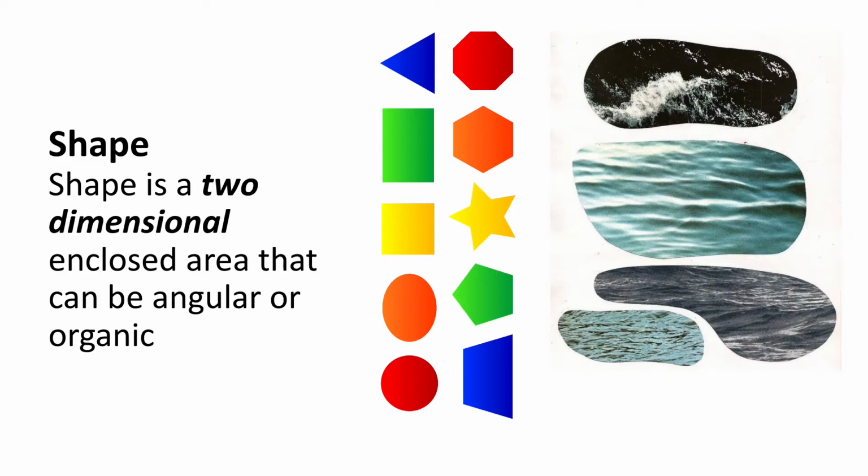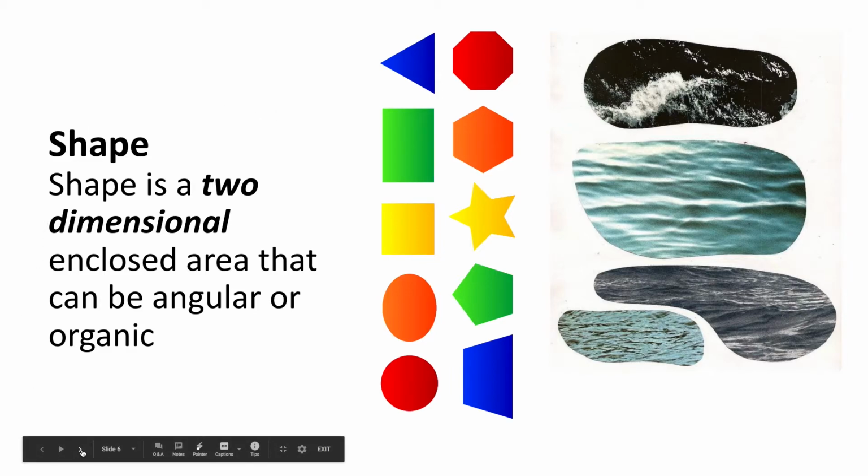Shapes usually do not have any form. You can't say, oh, that looks like an apple, because I can see that it has this three-dimensional quality to it. Shape is just two-dimensional. So that is shape.